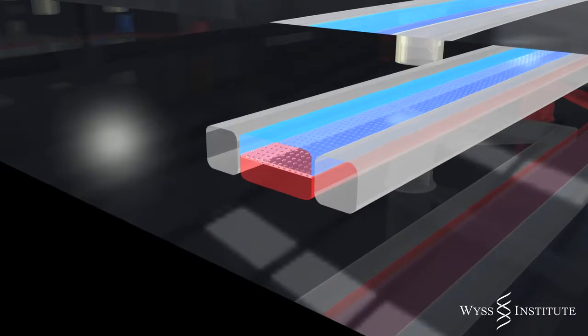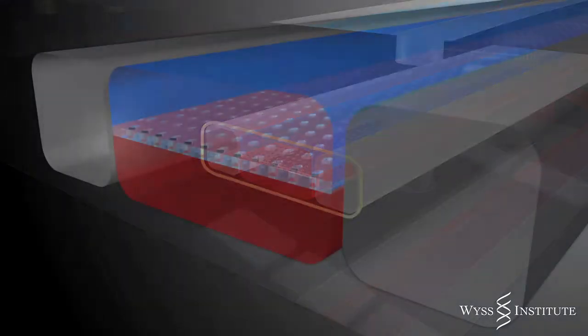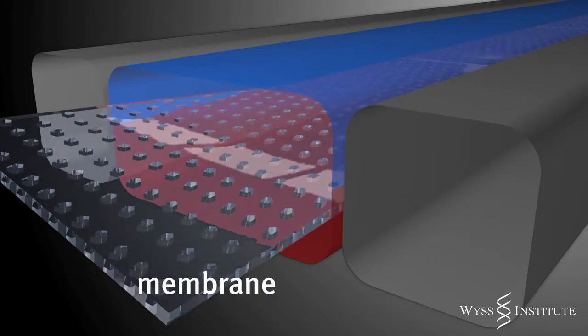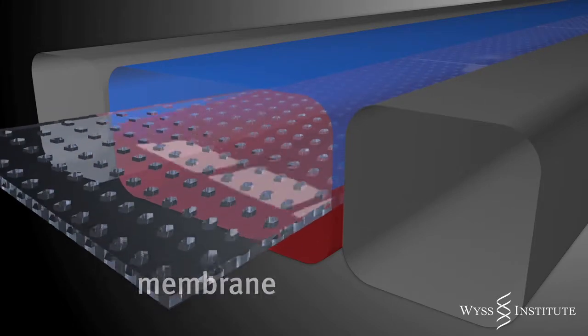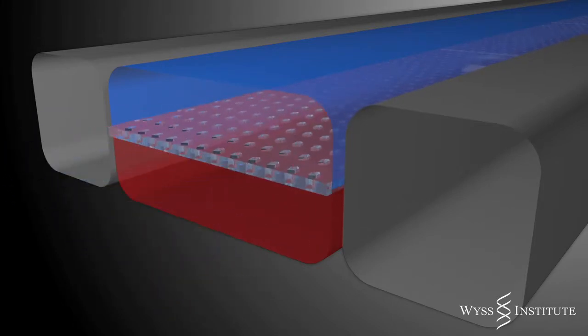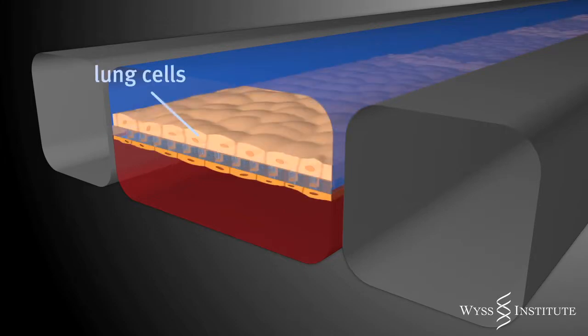But it contains tiny hollow channels created using microchip fabrication techniques. A porous, flexible membrane separates the two channels at the center of the device. The opposite sides of the membrane are lined by human lung and capillary blood vessel cells. This mimics the arrangement of lung and blood vessel cells in the air sac of the lung.